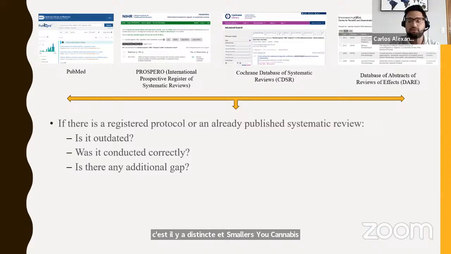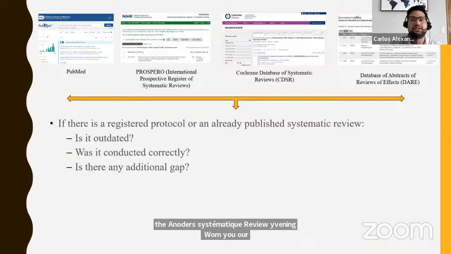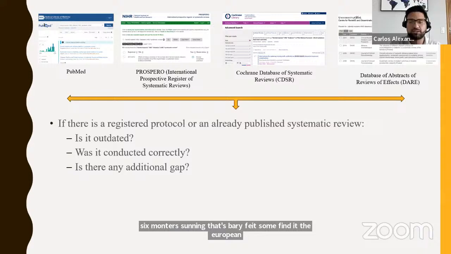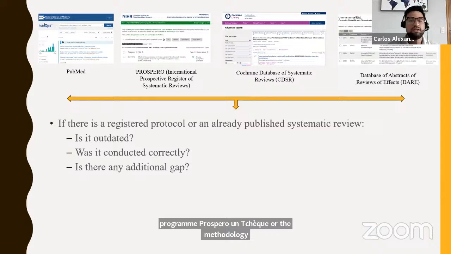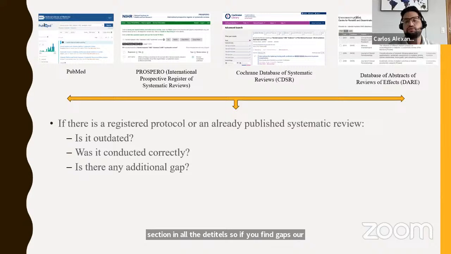But if it's something that has already been established and you don't have many updates, maybe you should wait 3 or 5 years to do another systematic review. So it depends. Was it conducted correctly? In order to check that, you can check the study in PubMed or the protocol in Prospero and check all the methodology section and all the details. If you find gaps or flaws in the study, you can create an improved study design. So of course you can do another systematic review in this case, even if it's not that old.